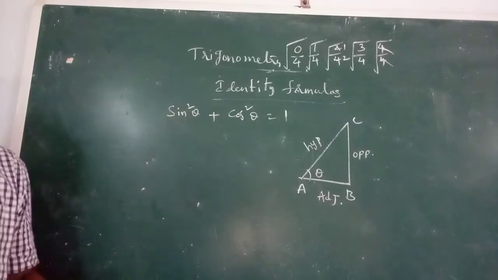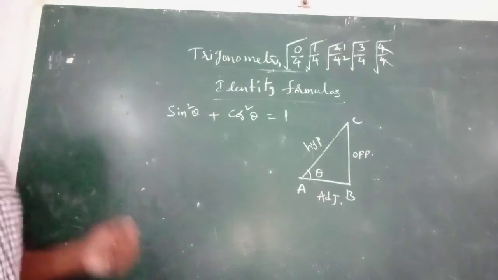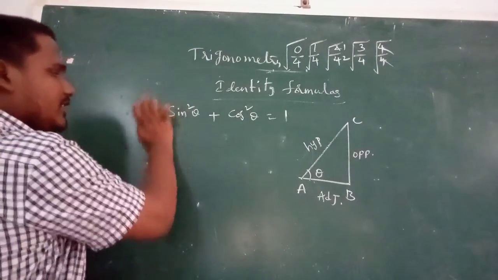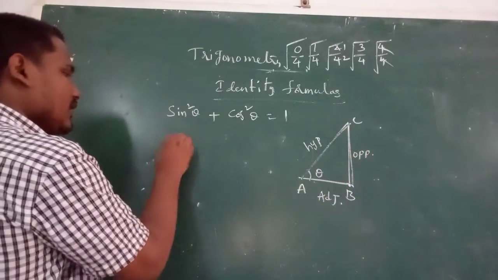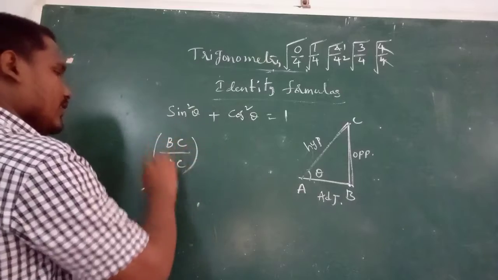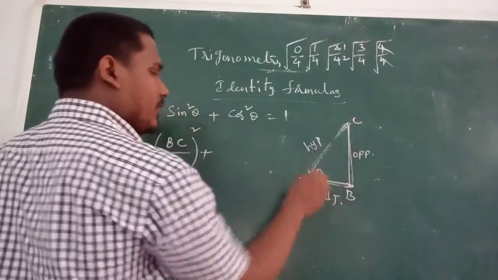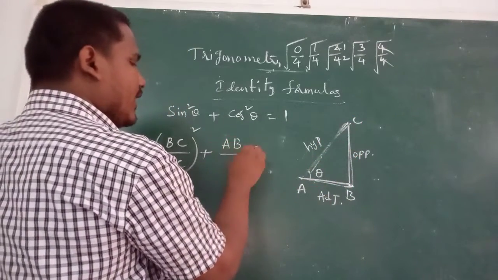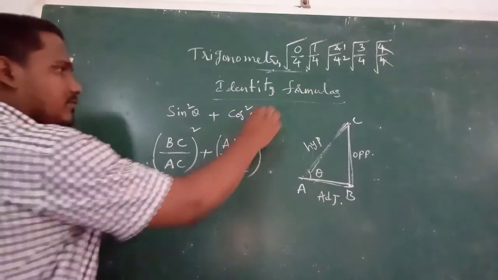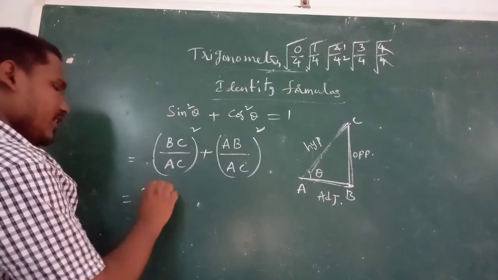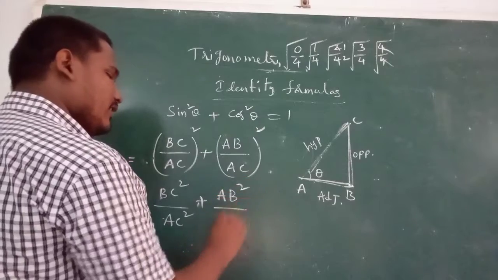Okay, what is the formula of sin theta? Opposite side by hypotenuse. Opposite side means BC, hypotenuse means AC. That is (BC by AC) whole square plus. What is the value of cos theta? Adjacent side by hypotenuse. That is equal to (AB by AC) whole square. Then BC square by AC square plus AB square by AC square.